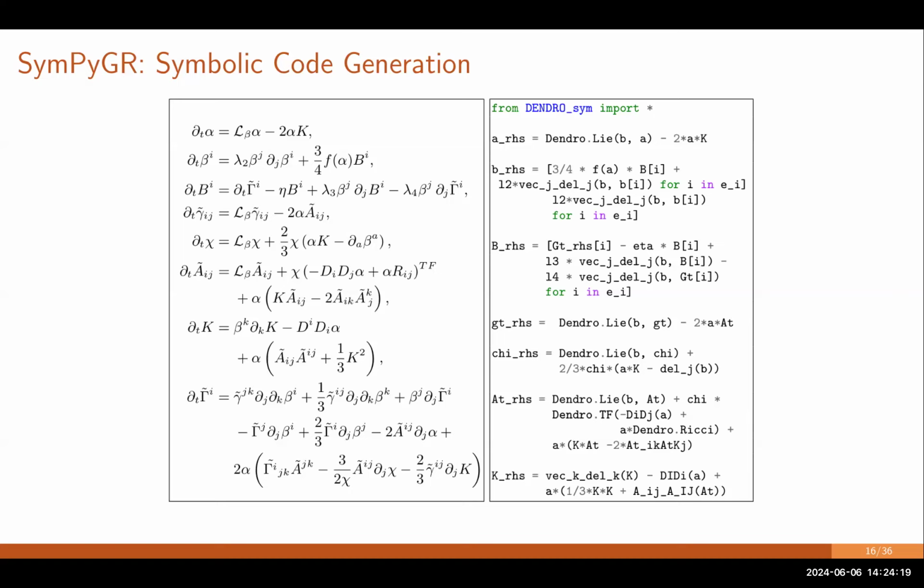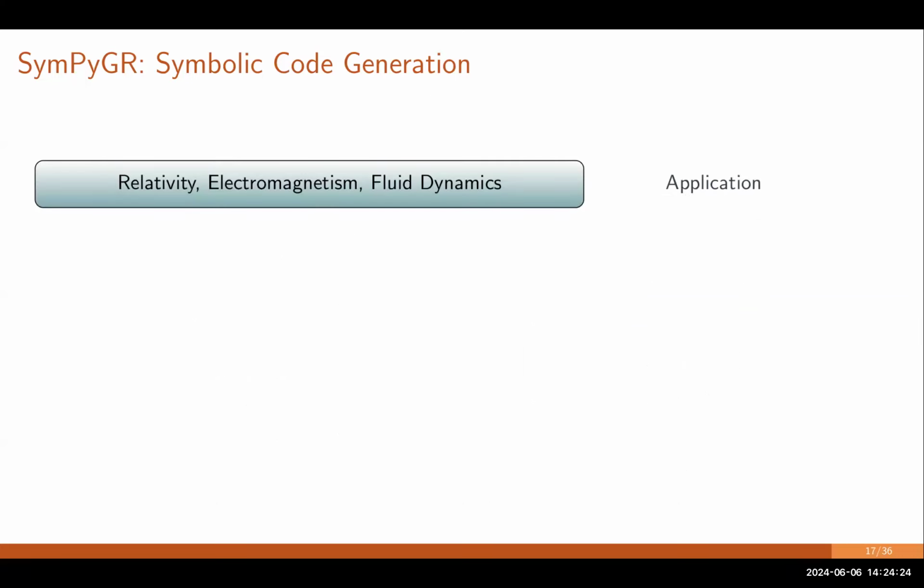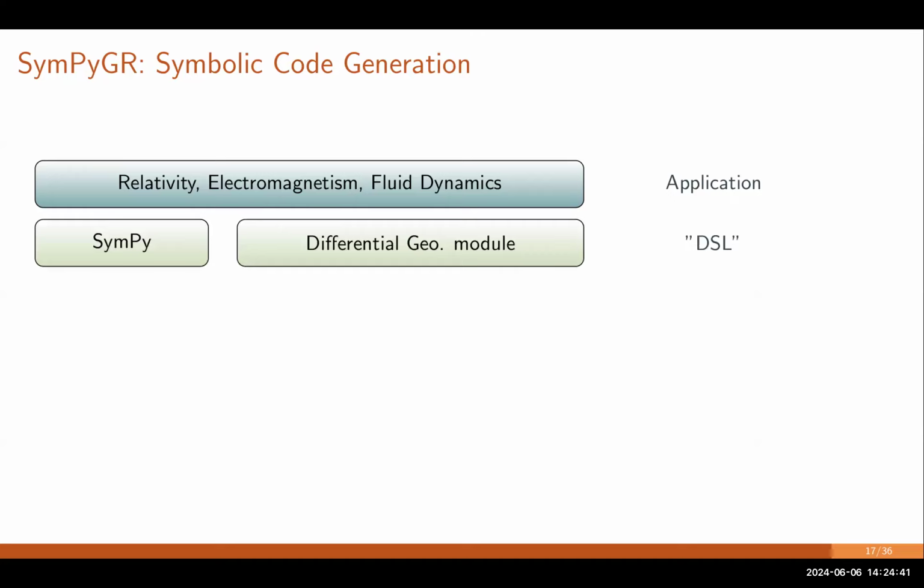So why do we have a symbolic code generation framework? I think everyone here knows the equations that we are trying to compute. If you want to write code by hand, it's harder to implement, you can easily introduce errors, and it's also very hard to optimize. So the idea of symbolic code generation is that you have whatever governing equations, either relativity or fluid dynamics, or whatever physics you want to do.